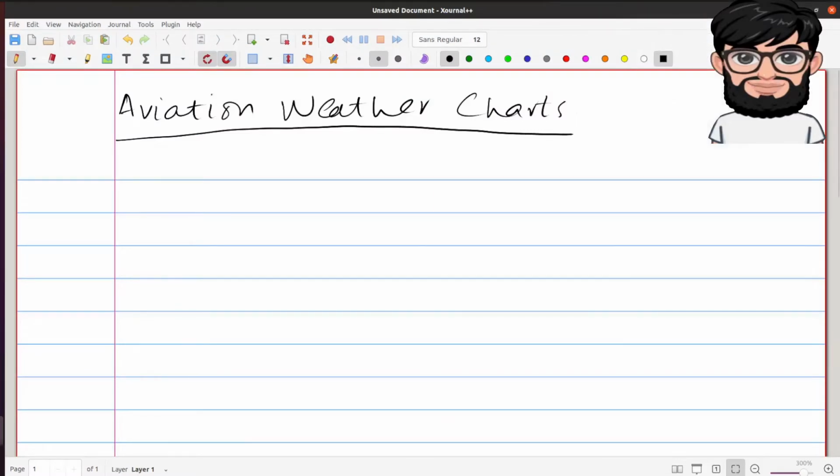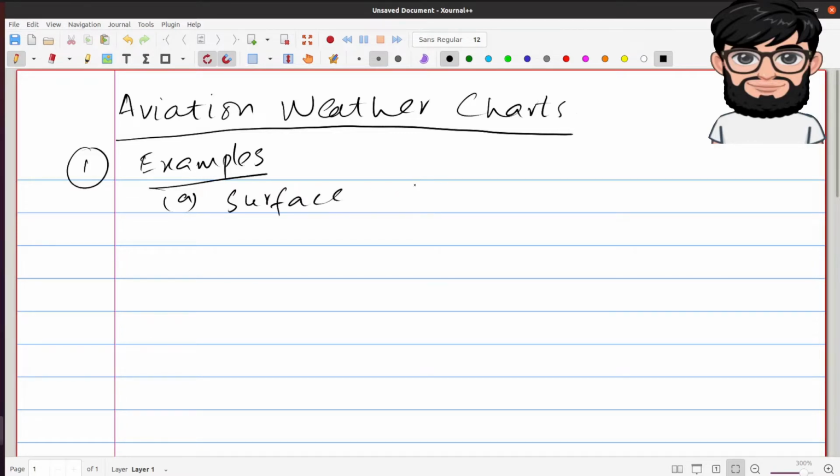Last time we talked about different weather forecasts. This time we're going to be covering different weather charts. So starting with the examples, what are the examples of different weather charts you can use for flight planning? I'm just gonna call them out. We're gonna be covering them in detail.